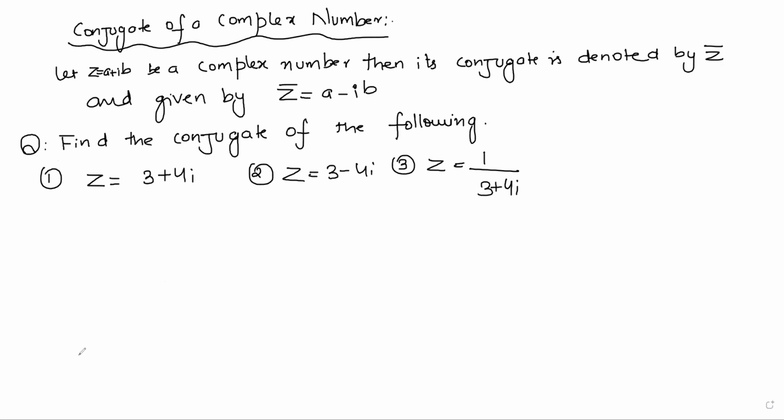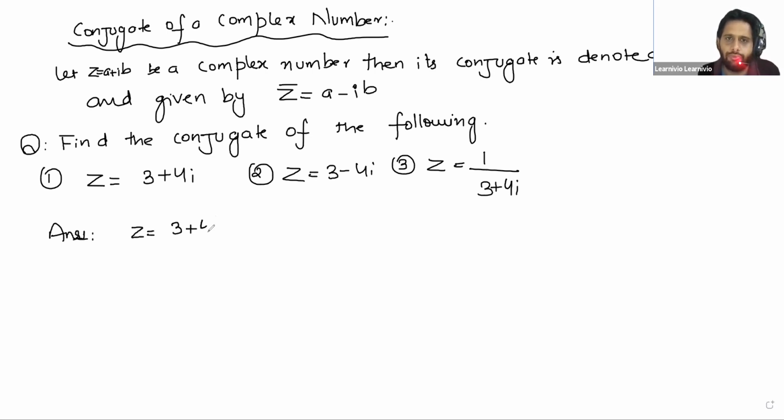Can you solve the first one and show? Okay, so fine. The first one is z is equal to 3 plus 4 iota. So z conjugate will be equal to what? We will change this sign. So this becomes 3 minus 4 iota. Okay, Safan, is this clear? Okay, sir. Please try to do the second and third one and share your answer.